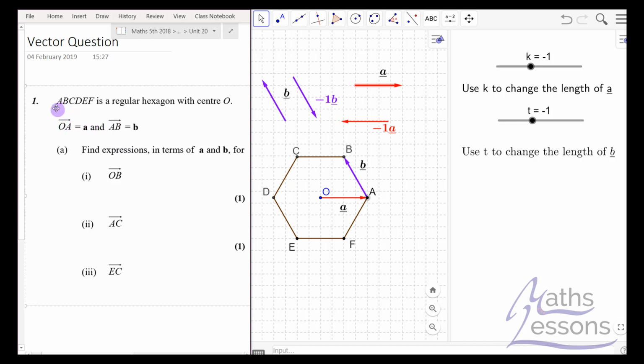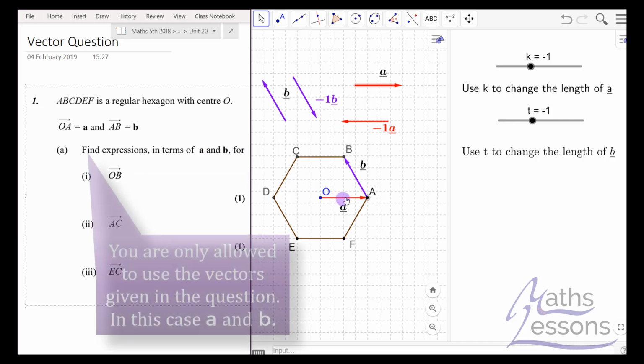So in this question we've got A, B, C, D, E, F is this regular hexagon, and OA, so O to A, is defined as the vector A, and AB is defined as the vector B. Note in exam questions A and B are written in bold, but we will write them underlined because you can't write in bold. Now the first question is find expressions in terms of A and B for OB. So we want to get from O to B using just A and B.